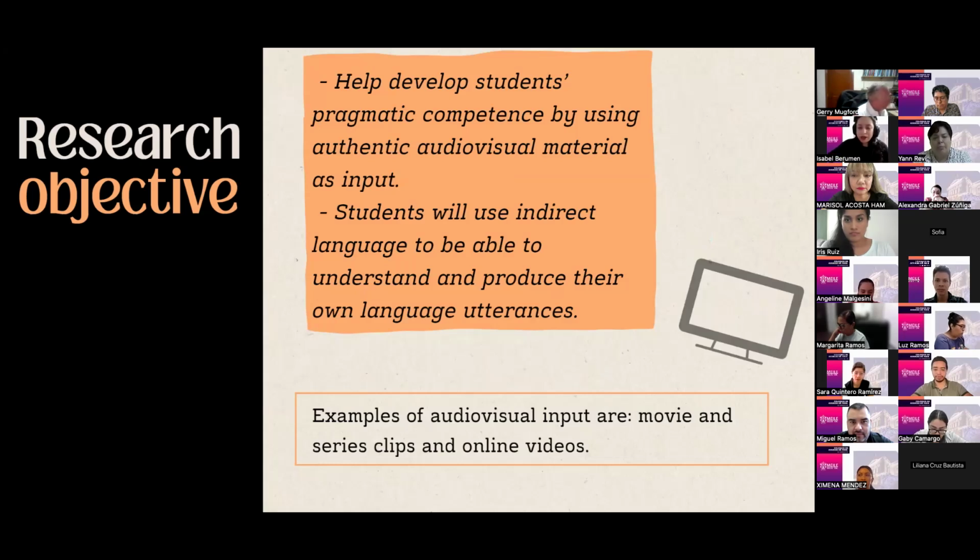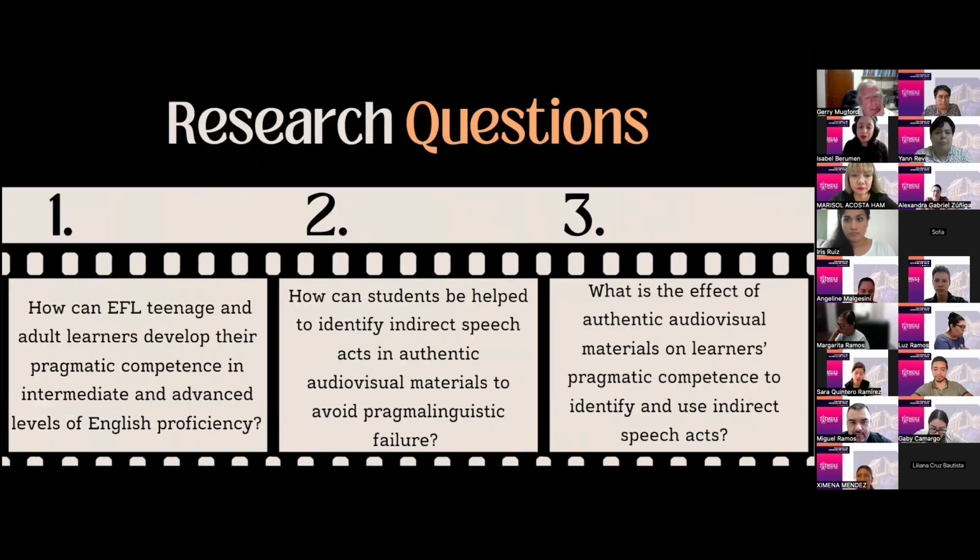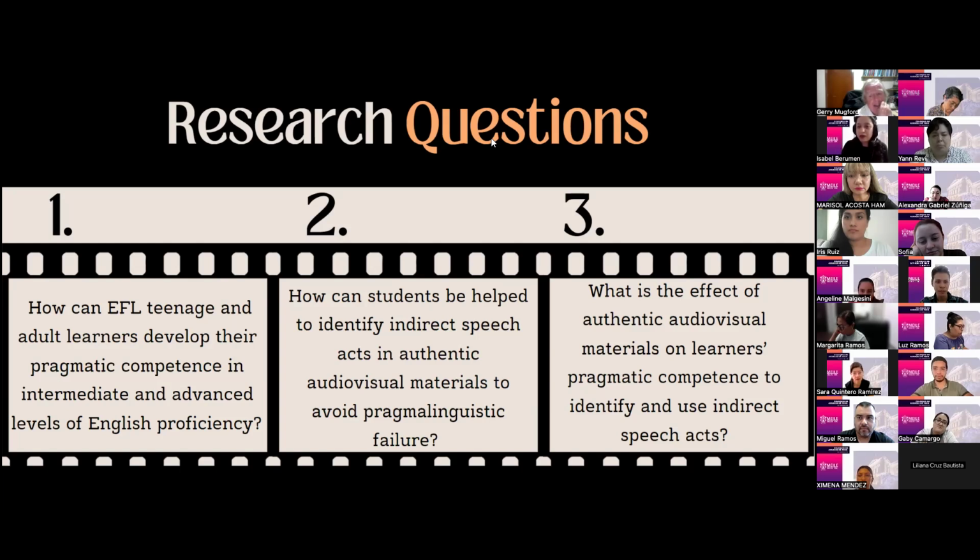My study has these three research questions. The first one is, how can EFL teenage and adult learners develop their pragmatic competence in intermediate and advanced levels of English proficiency? Second, how can students be helped to identify indirect speech acts in authentic audiovisual materials to avoid pragmatic linguistic failure, which means when students don't have enough resources to express themselves? And the third one, what is the effect of authentic audiovisual materials on learners' pragmatic competence to identify and use speech acts?